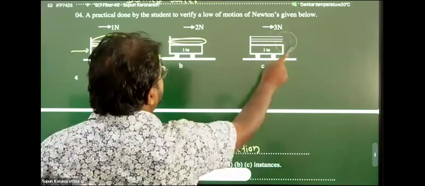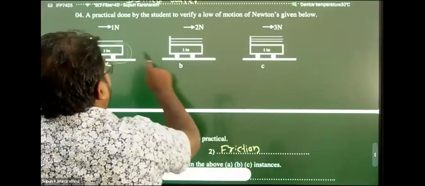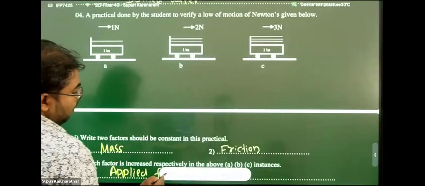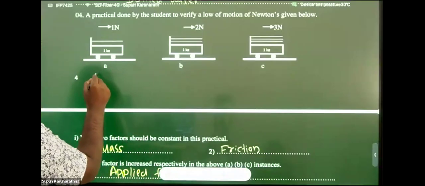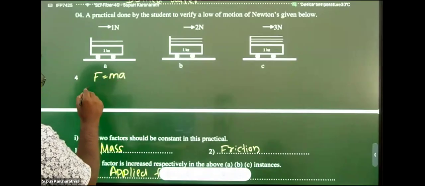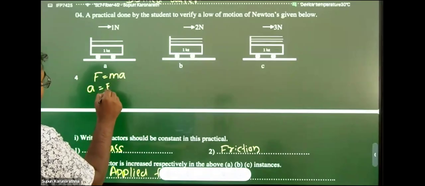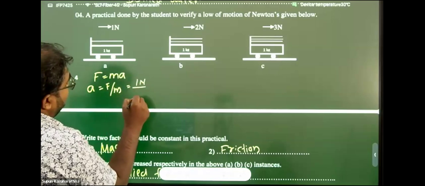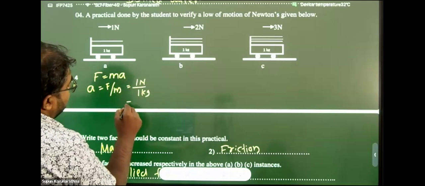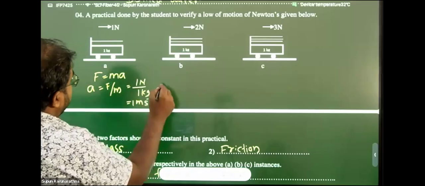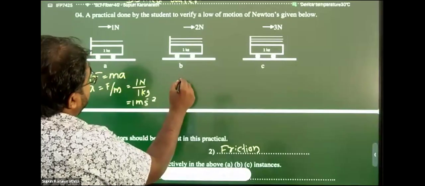So what can you think about that? Right? So let's calculate the acceleration of the object. Put F = ma. I will show you with calculation. a = F/m, right? So 1 Newton divided by 1 kilogram. Its acceleration is 1 m s^-2. Come to the second instance.